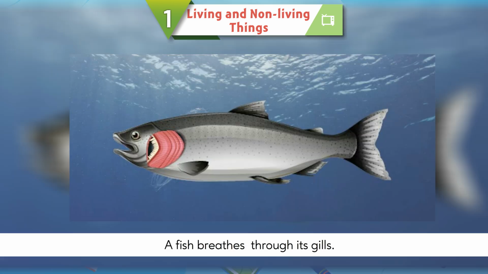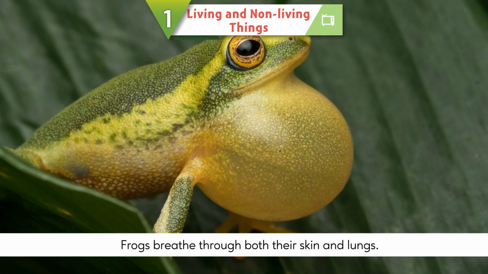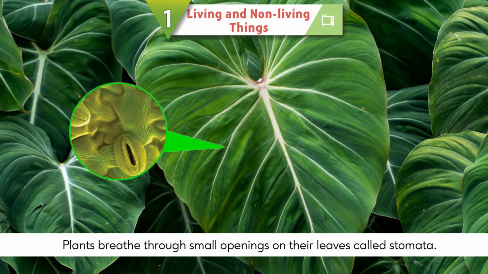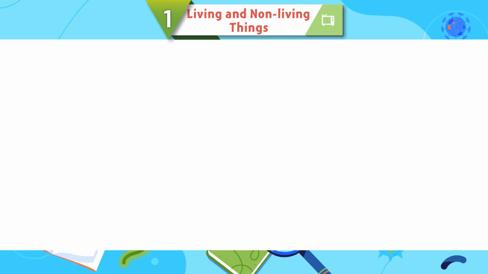A fish breathes through its gills. Frogs breathe through both their skin and lungs. Plants breathe through small openings on their leaves called stomata. Did you know whales and dolphins breathe through a blowhole located on the top of their heads? They do not have gills.